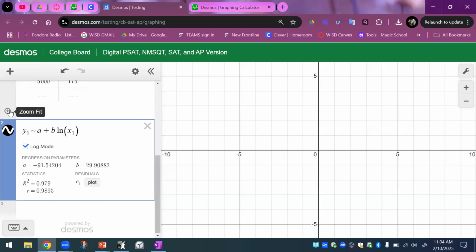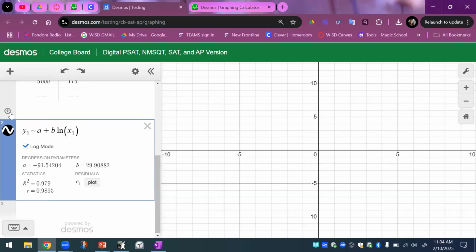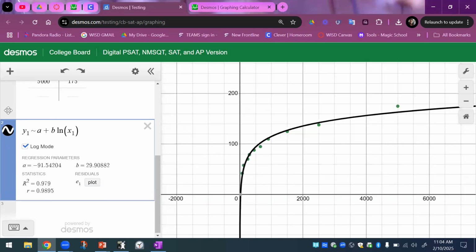I do not see it, but if you go back to where it says zoom fit for your table, it'll zoom in itself. So all I did was come up here to my table. You see that magnifying glass? That's our zoom fit. I click zoom fit and it's going to show me the points and the function model. What kind of equation? Natural log. You didn't use linear or quadratic or anything? No, I used natural log. A plus B natural log of X.